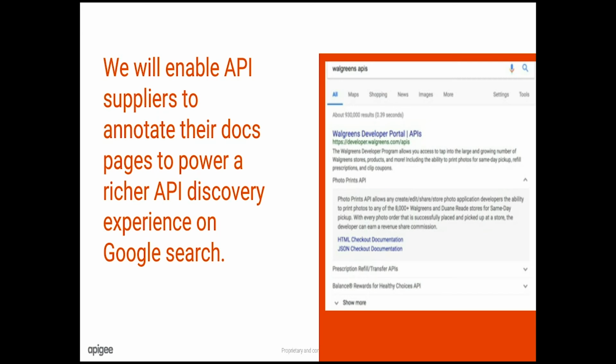And here, for example, we've shown what we've been doing with Walgreens APIs and others. And for those of you interested, please contact me, and we'll help you onboard onto this program so that you can make your APIs and API portals relevant in the context of what developers are looking for when they come to Google Search.